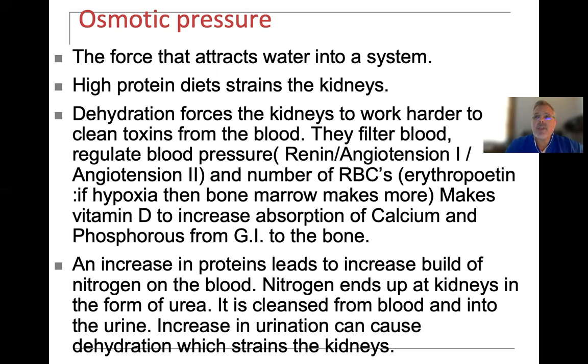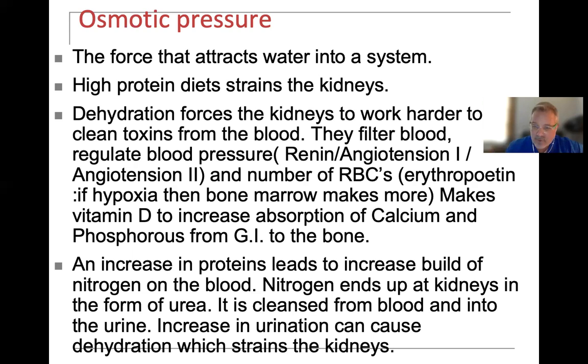If the body also perceives that oxygen levels are too low, then the kidneys also produce erythropoietin, EPO. That hormone drives into the bone marrow and tells the bone marrow to push out more red blood cells. The kidneys are also involved in producing vitamin D. So kidneys are really, really important. We don't want the kidneys to malfunction.